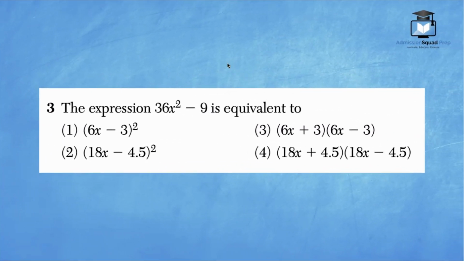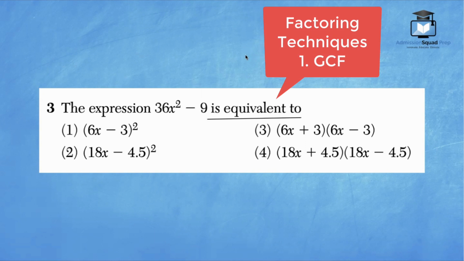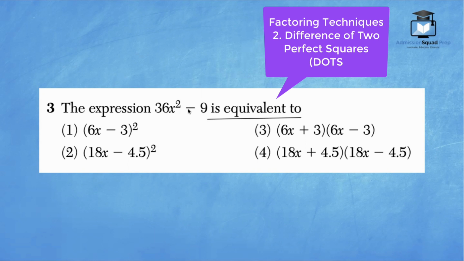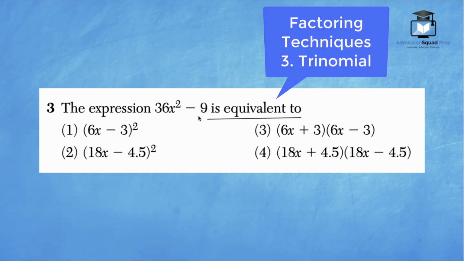Number 3, the expression 36x to the second power minus 9 is equivalent to. In our previous videos, we shared with you that anytime you see the phrase is equivalent to, the question is asking you to factor. Let's think about our 3 factoring techniques. We have factoring out the greatest common factor. I do notice that both 36 and 9 share a common factor of 9, so that's one option. We also have the difference of 2 perfect squares. I noticed that there's a subtraction symbol here, and 36x squared is a perfect square, and 9 is a perfect square. Our last factoring technique is trinomial factoring, but this is definitely not a trinomial. So for this problem, we're going to go with the difference of 2 perfect squares.